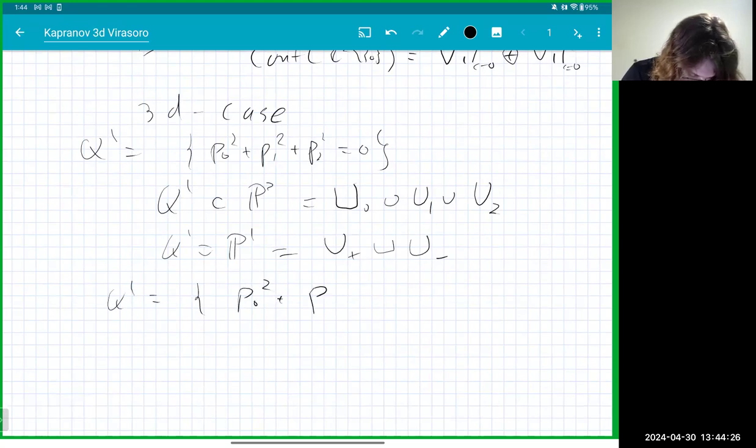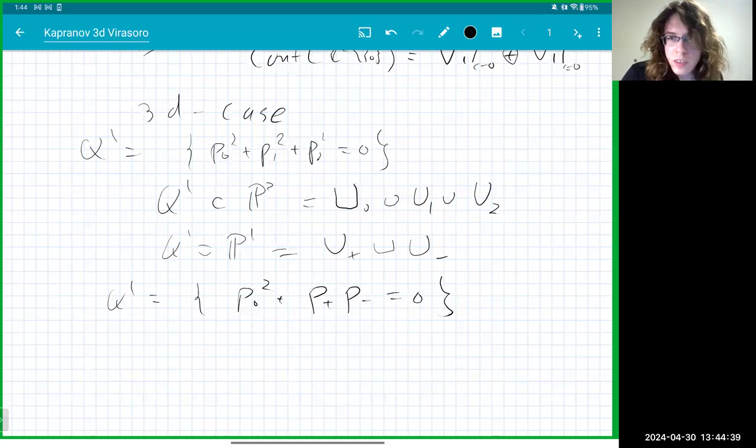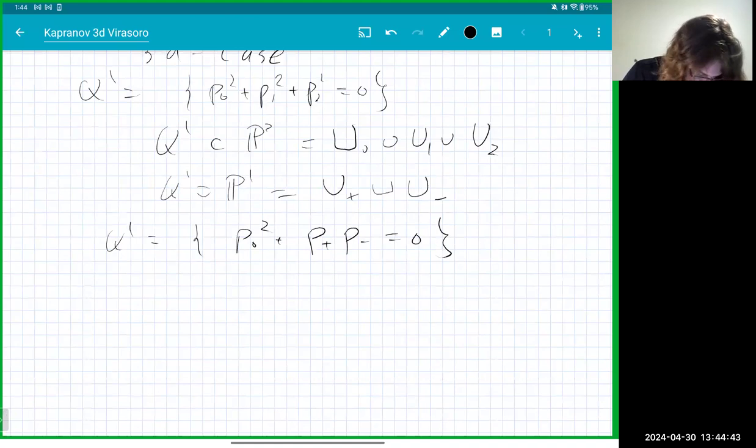And then choosing the reparametrizations in terms of two projective coordinates on P1. I mean, the coordinates on this P1 I call Z and W.